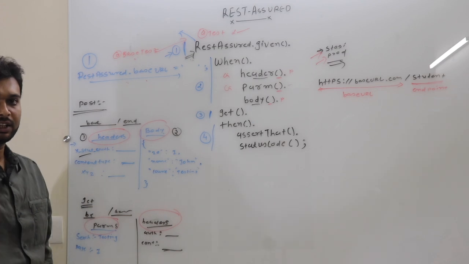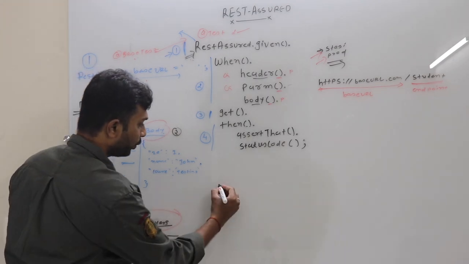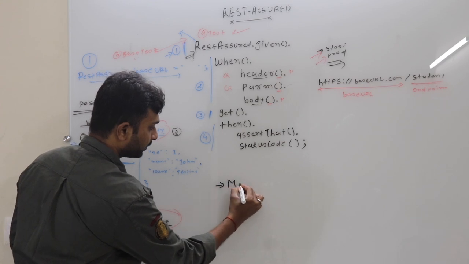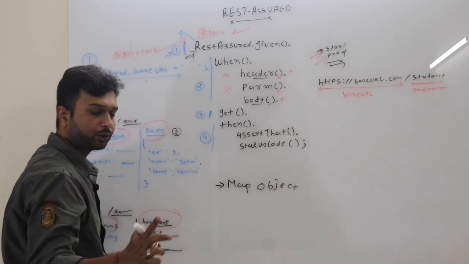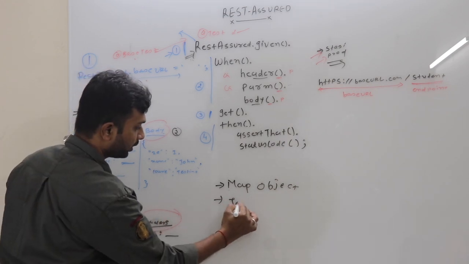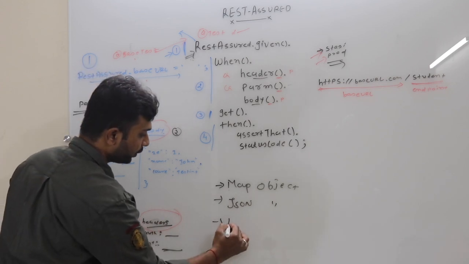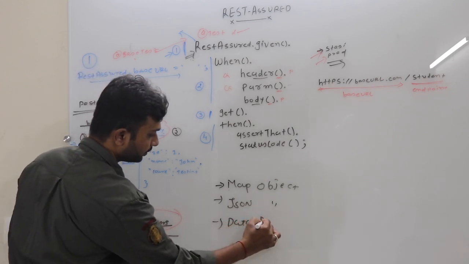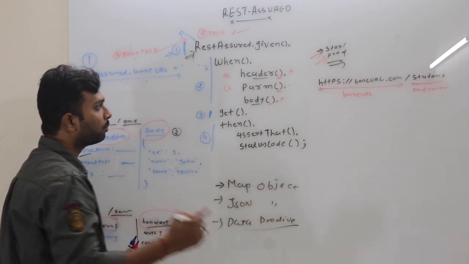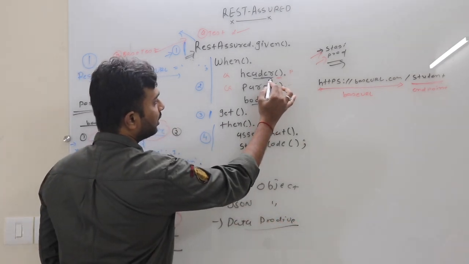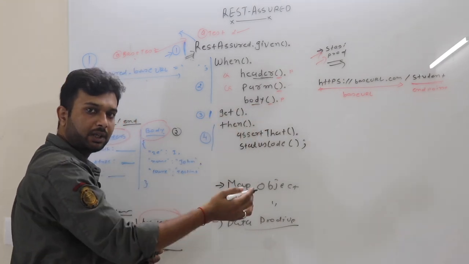For that there are three approaches. First approach is, you can create a map object. Second approach is, you can create a JSON object. And third approach is, we can use a data provider. So how does it work? But here there is one more confusion. This is header, so we can pass a single value as well, and we can pass multiple values.